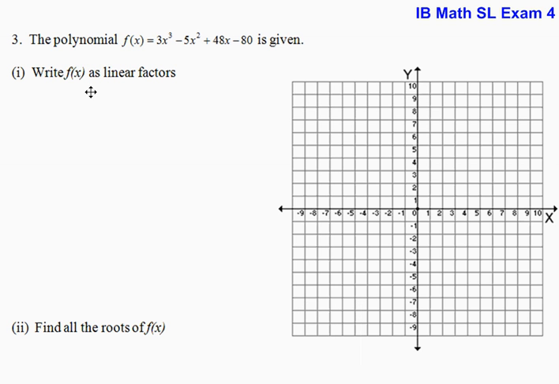Let's go ahead and graph now this polynomial, 3x to the power of 3 minus 5x squared plus 48x minus 80. Okay, and we first need to write our function f of x as linear factors. The way that we do that is we first have to actually find all the factors first.